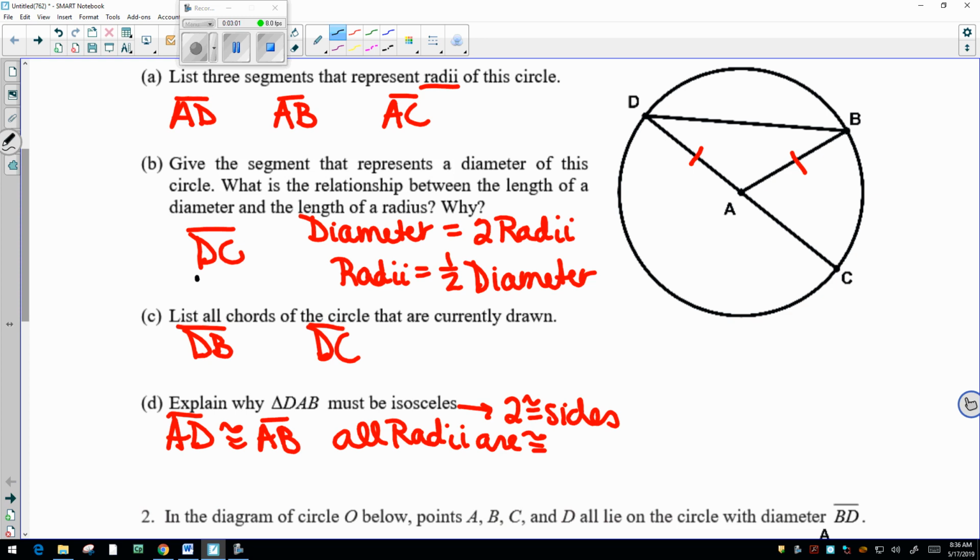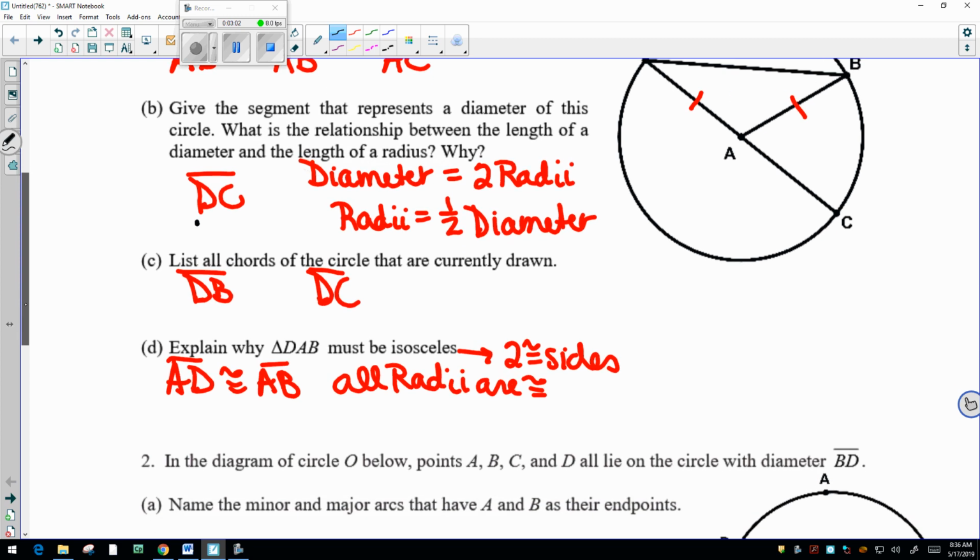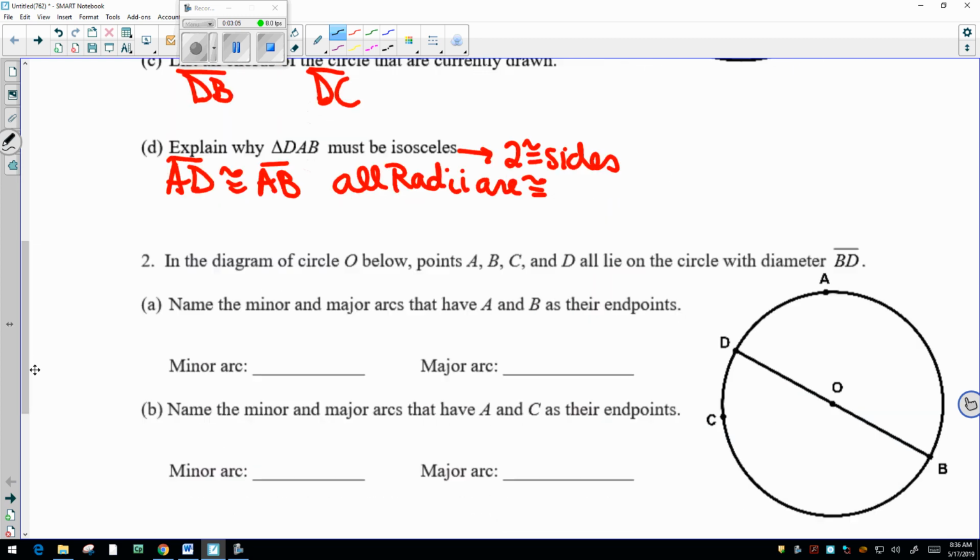So that gives me two sides of a triangle that are congruent. So if I know that those two radii are congruent, I now have a triangle with two congruent sides. And a triangle with two congruent sides is isosceles. So anytime you have a triangle formed by two radii on a circle, it will always be an isosceles triangle.